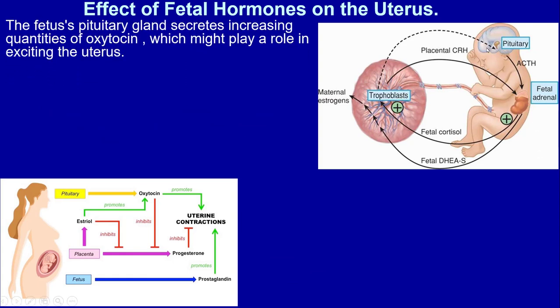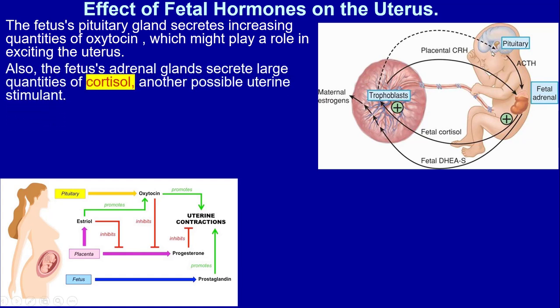Effect of fetal hormone on the uterus. The fetal pituitary gland secretes an increased quantity of oxytocin, which might play a role in exciting the uterus. The fetus also has a pituitary gland.